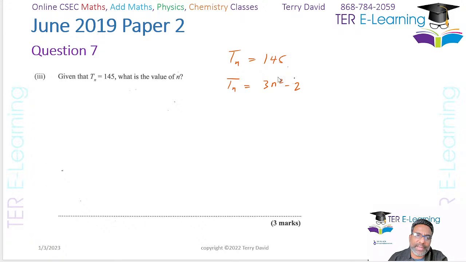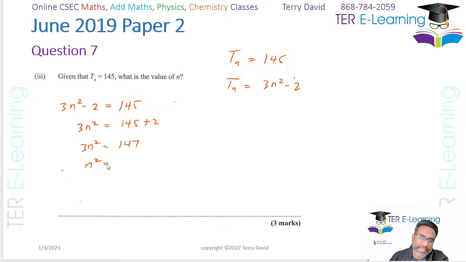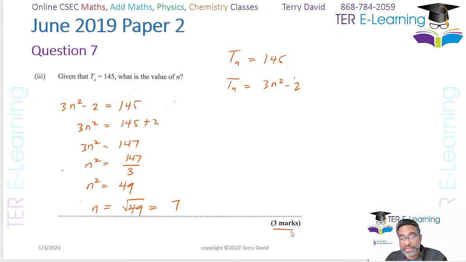So what you're trying to do here is to figure out what n is. So all I need to do is to put 3n squared minus 2 is equal to 145. 3n squared is 145 plus 2. 3n squared is 147. N squared is 147 over 3. You're going to get 49. So therefore n is the square root of 49. So therefore n is going to be 7. Right? Getting plenty marks for this, eh?